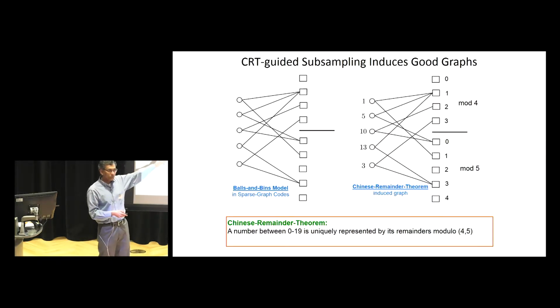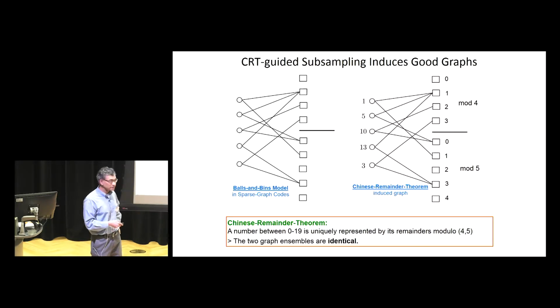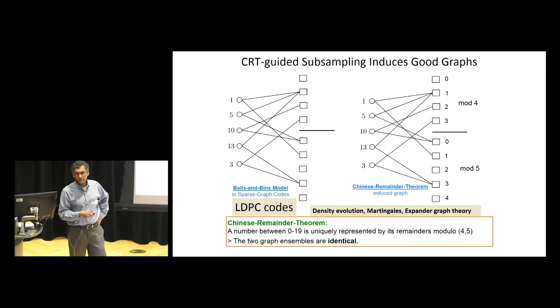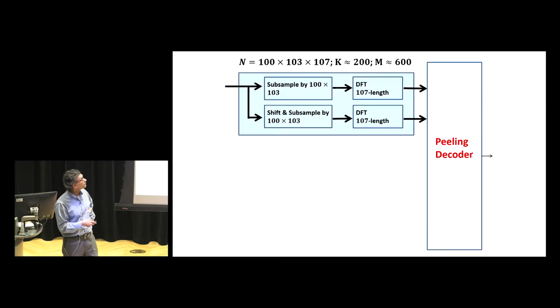Here, this is too much randomness. You don't need that much. That's kind of what I'm saying. And therefore, the point is that these two graph ensembles are identical. And this is the key insight behind why you can leverage the tools from standard LDPC with some modifications to analyze the problem that I'm interested in. OK, and that's essentially LDPC codes. And the usual toolkit of density evolution, martingales, and expander graph theory will come into play.